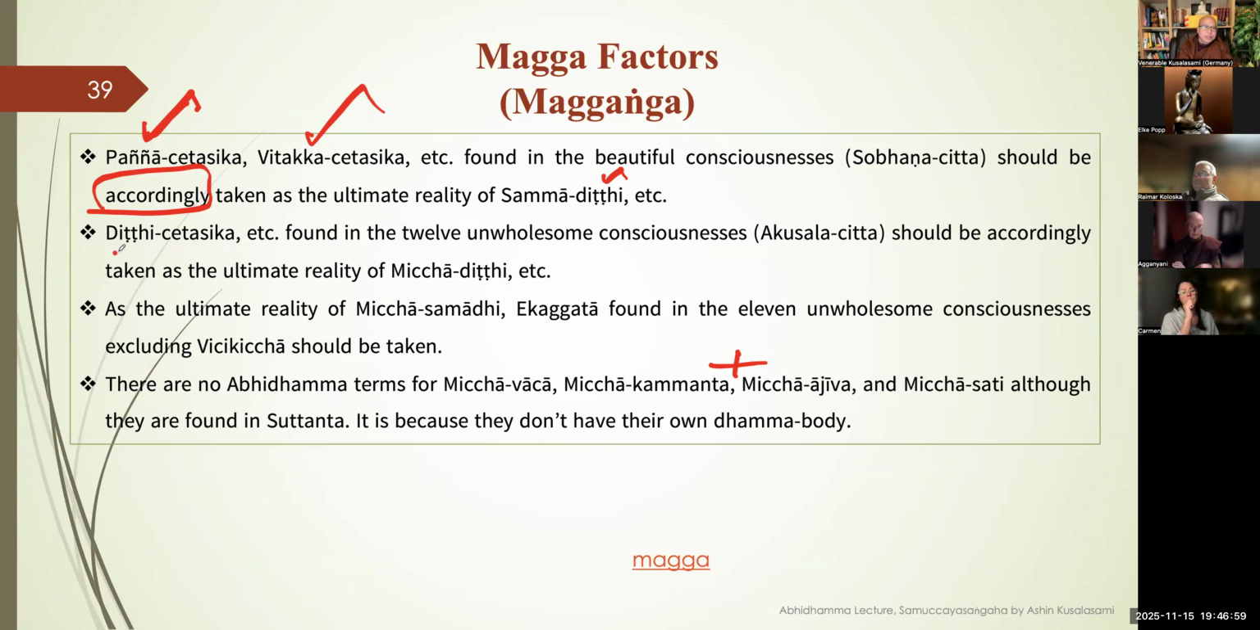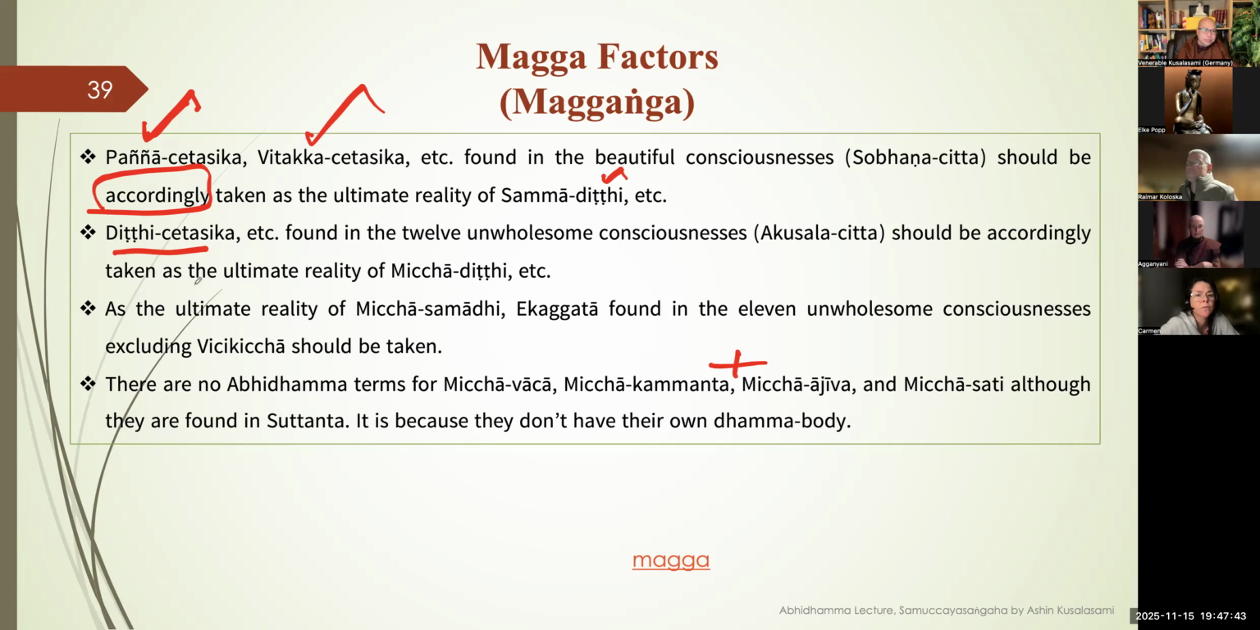And for the akusala, deity jitasika, etc., found in the 12 unwholesome consciousness. In terms of discussion about the akusala, it's not so complicated. So akusala is so clear because there are only 12. But for beautiful jades, there is a lot. So akusala, deity, jitasika, etc. is very easy to remember.